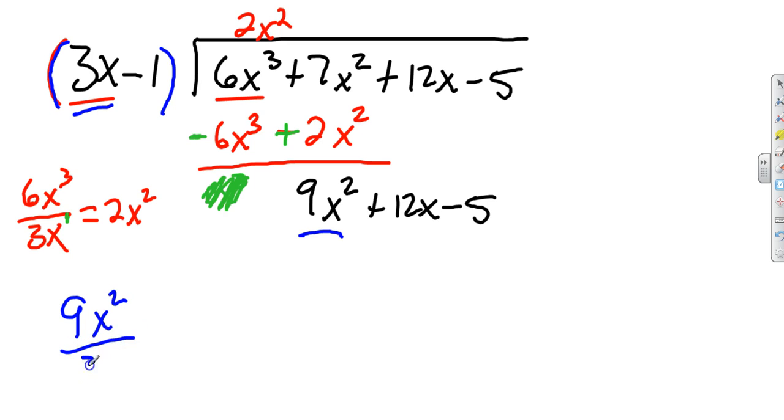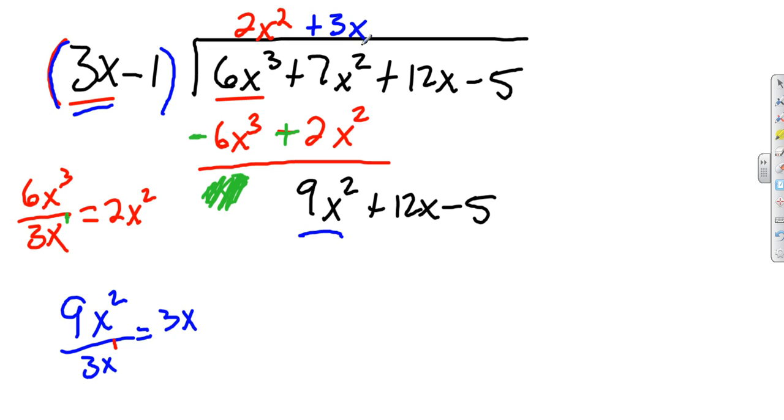9x squared divided by 3x. 9 divided by 3 is 3. And same thing again with this one, it's x to the first power, so you're basically going to knock one of the powers off. So that'll be 3x. And that'll be your next number that goes up here.